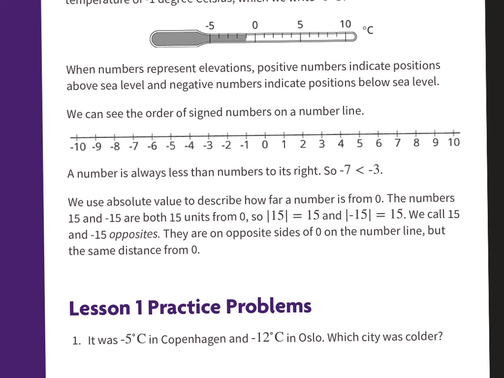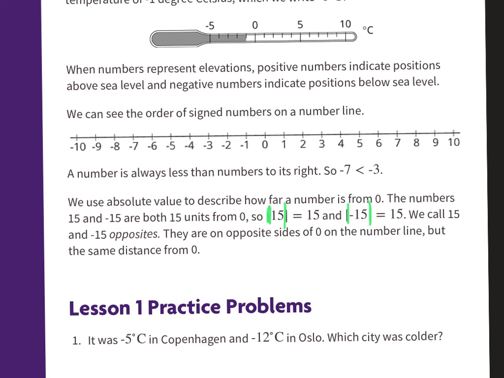Okay? We use absolute value to describe how far a number is from 0. The numbers 15 and negative 15 are both 15 units from 0, so the absolute value of 15 equals 15, and the absolute value of negative 15 equals 15. So anytime you see these vertical lines, like we have here, those just mean absolute value. So whenever you see that, you can say the question is, how far is that number from 0? Well, 15 is 15 units from 0, and negative 15 is also 15 units from 0. You can never have a negative distance. It's always going to be positive. So we could call 15 and negative 15 opposites. They are on opposite sides of 0 on the number line, but the same distance from 0.